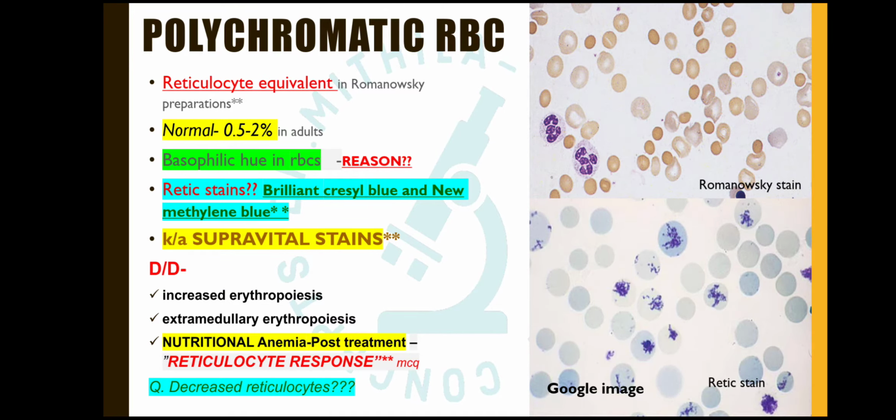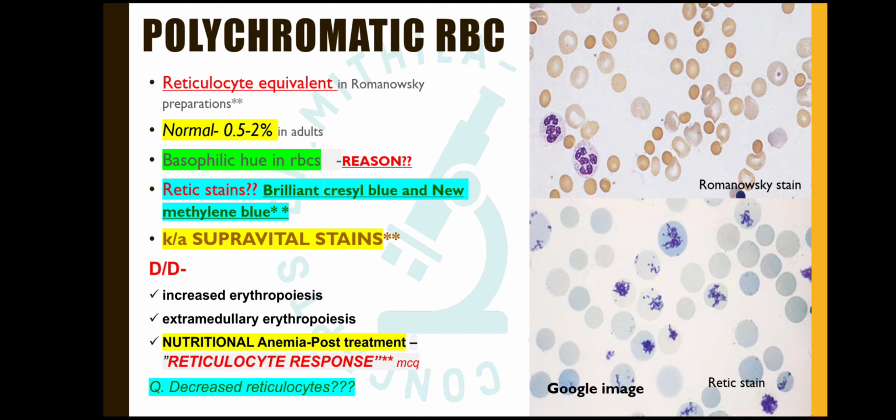And lastly, polychromatic RBCs. Polychromatic RBCs are the equivalent of reticulocytes in the Romanowski preparation. I told you that reticulocytes are just the immediate precursor stage of the mature RBC, and they are pumped out from the bone marrow.